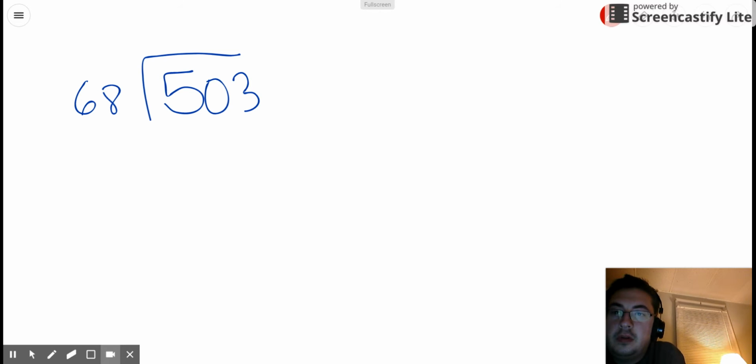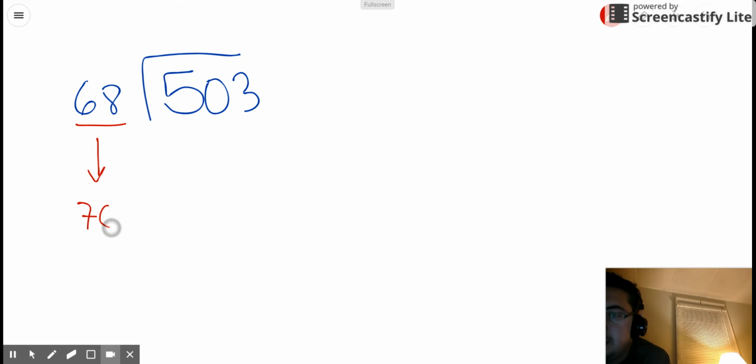All right, so we're going to estimate the quotient for 503 divided by 68. And the very first thing that I'm going to do is estimate my divisor, 68. So 68 is going to round to 70. So that's the first thing I did.